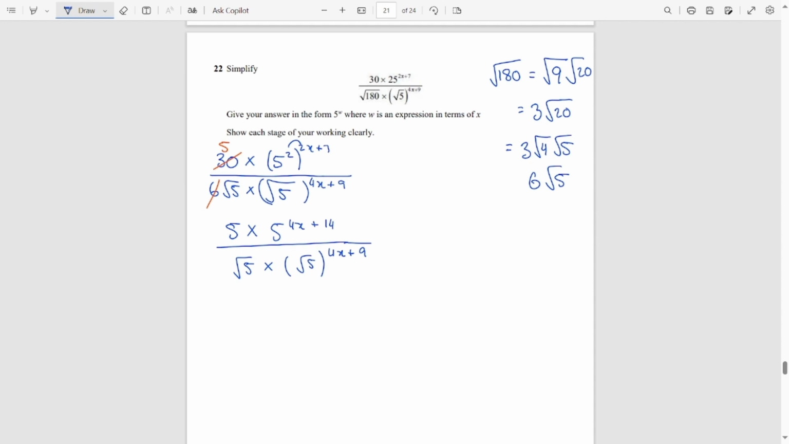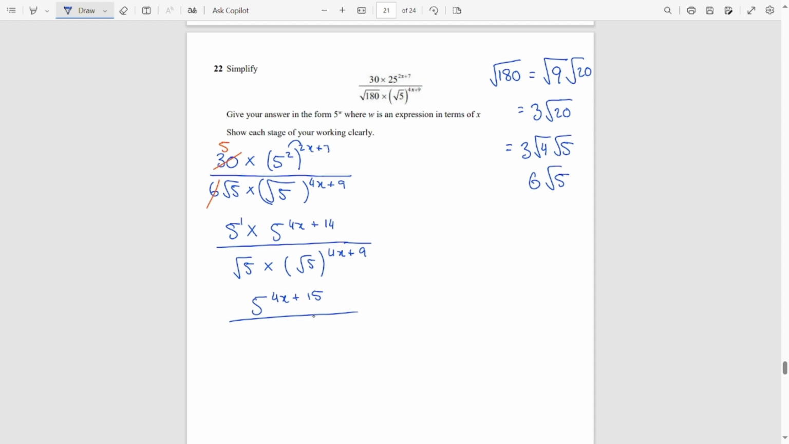Now remember, when you are simplifying indices, if you are multiplying two things together and they have the same base, so in this case they are both 5, then you can just add the indices. And so it's important here to notice that 5 is just going to be the same as 5 to the power of 1. So I can simplify that numerator by saying that this is 5 to the power of, and then I add the two indices together. So this is going to be 4x plus 14 plus 1. So that is 4x plus 15.